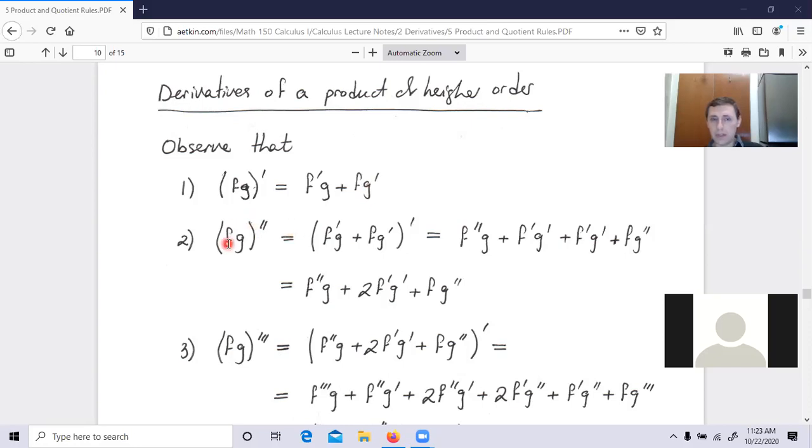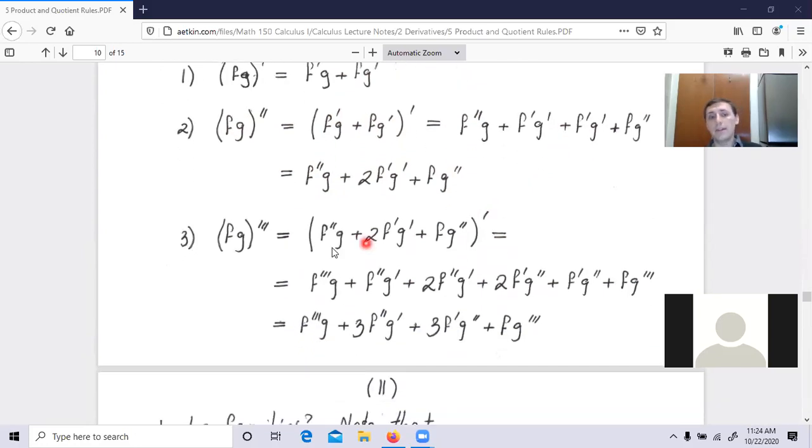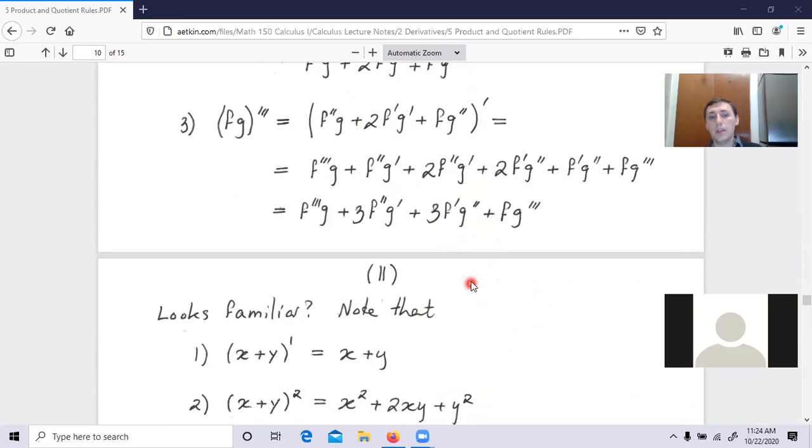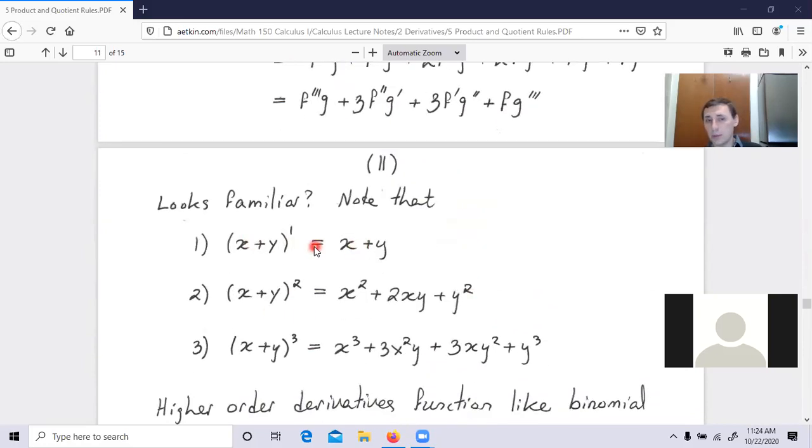Now to take two derivatives of the product, it's like one derivative of this expression. And once I calculate, I get the second derivative of f times g, plus 2 times f prime g prime, plus f times the second derivative of g. Notice that the derivatives over f and g always add up to 2. And if I take three derivatives, I get this formula. And if you look at it, there is a similarity to multiplication. It's (x plus y) squared, which is x squared plus 2xy plus y squared. And this is x cubed plus 3x squared y plus 3x y squared plus y cubed. Do you see the relationship?